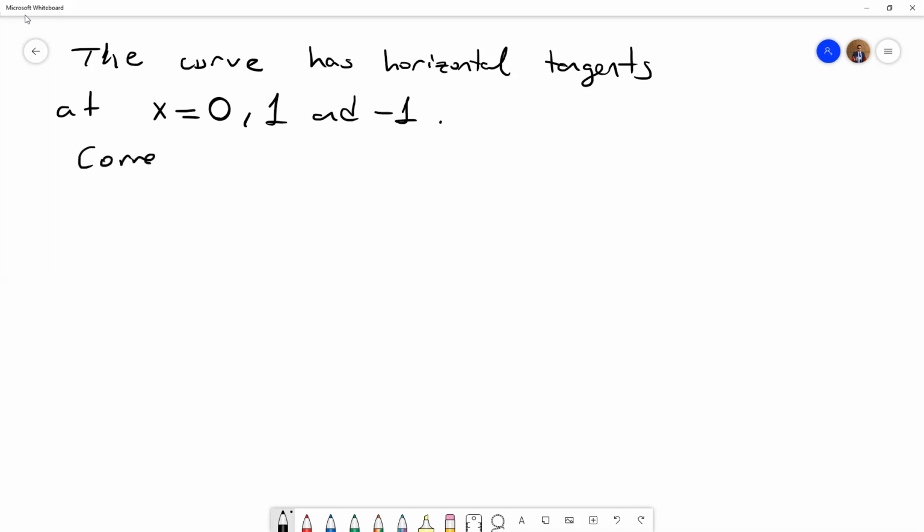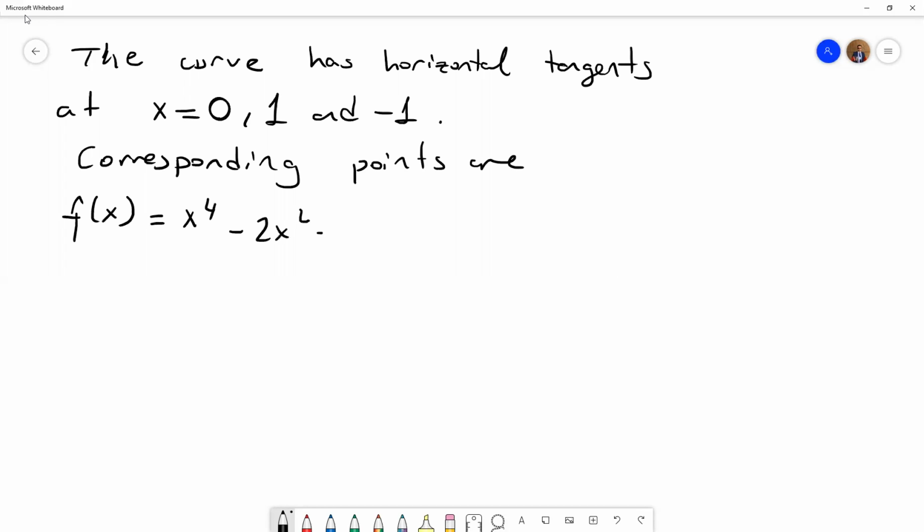So the corresponding points are, the function is like that: f(x) is equal to x to the 4 minus 2x squared plus 2. So corresponding points: f(0) is equal to 0 minus 0 plus 2. So it is 0 abscissa and 2 ordinate, like that.